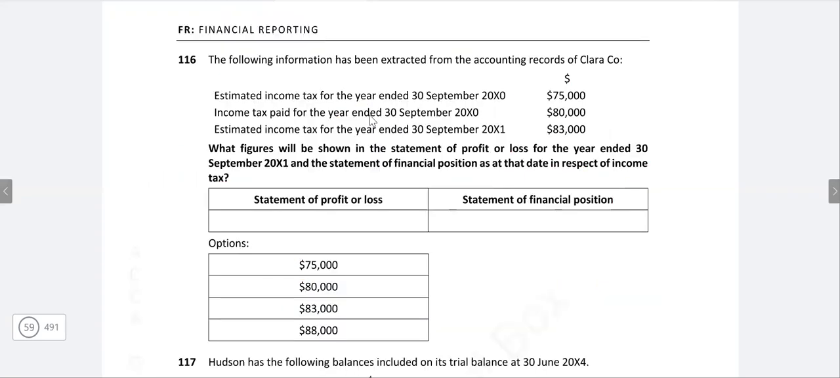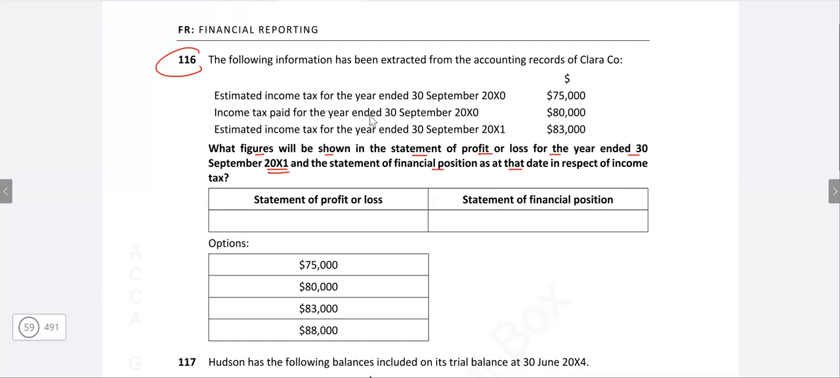Okay, now we have another question, which is question number 116. And again, let's read the requirement first. What figures will be shown in the statement of profit or loss for the year ended 30th September 20X1 and the statement of financial position as at that date in respect of the income tax? So the year end is 30th September 20X1. I've already told you that the current year tax provision is your current liability, which should be recorded within the statement of financial position.